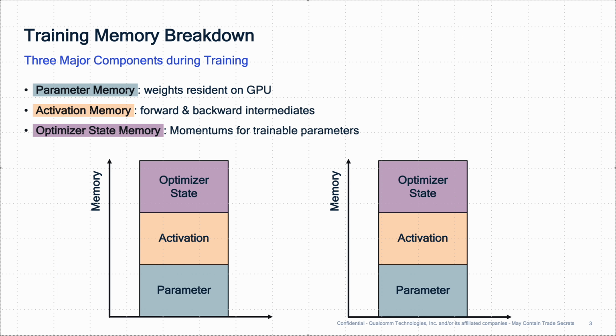To understand those bottlenecks, training memory has three major components. First, parameter memory, the model weights resident on the GPU. Second, activation memory, forward and backward intermediates saved for backpropagation. Third, optimizer state memory, for example, Adam's momentums for trainable parameters. A key challenge is that many approaches reduce only one of these components, so the total memory footprint can remain high.